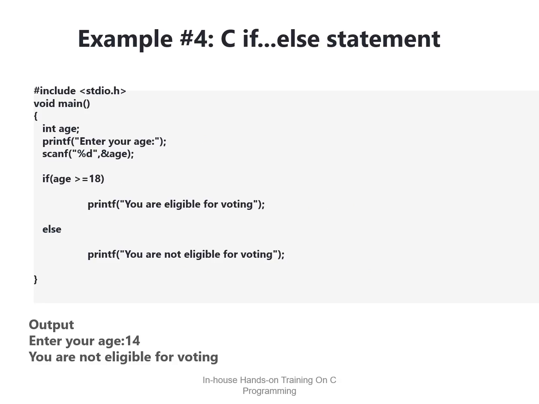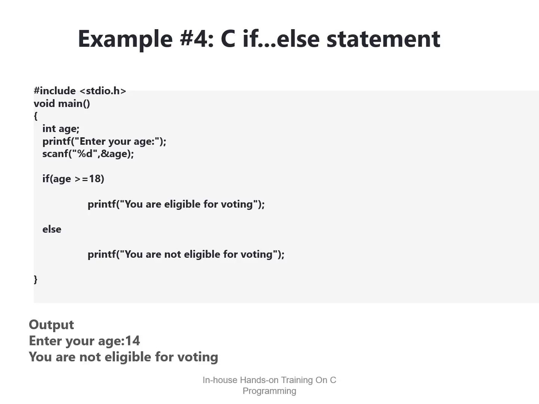Let us see one practical example. This example basically gives you the idea of being eligible for voting or not. So for voting, your age should be greater than or equal to 18. So the logic is simple. First input one number, and check whether your age is greater than or equal to 18. If it is true, then execute 'you are eligible for voting', else you say 'you are not eligible for voting'.